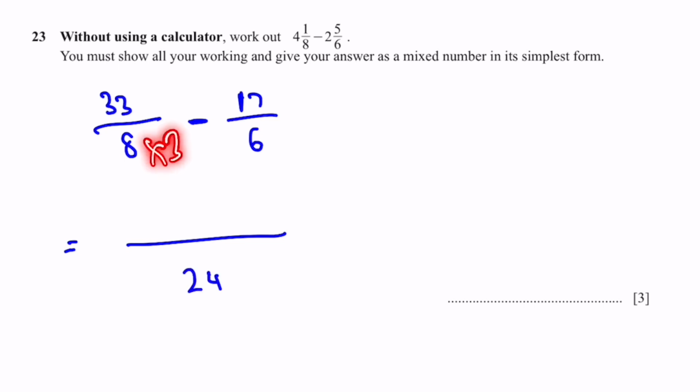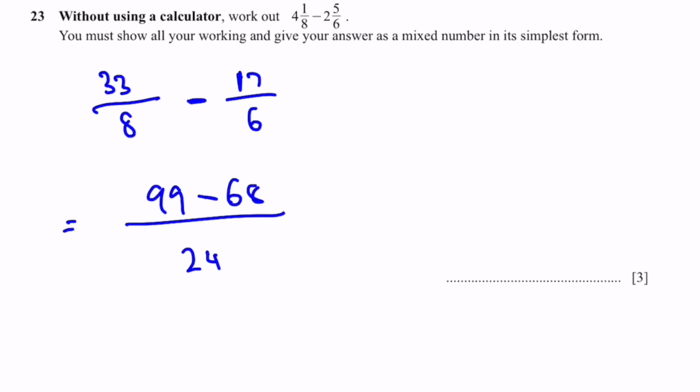Now 8 into 3 is equal to 24. Therefore, we multiply this one also by 3, which is equal to 99, and we subtract. Now 6 into 4 is equal to 24. That means you need to multiply 17 by 4 as well. That becomes 68. So 99 minus 68 over 24 is equal to 31/24, which can be written as 1 7/24 as a mixed number. That's the answer.